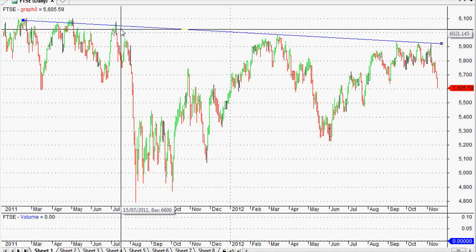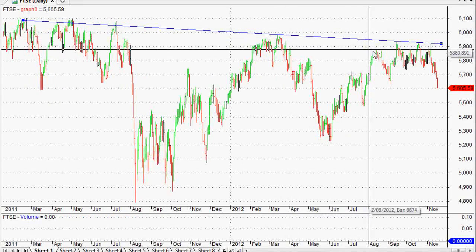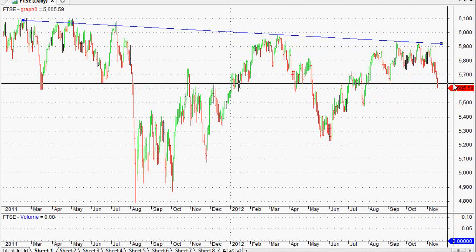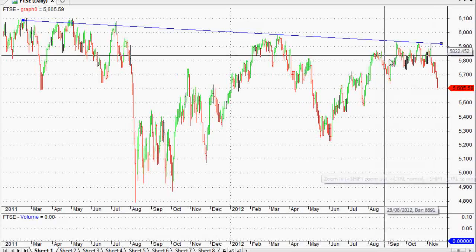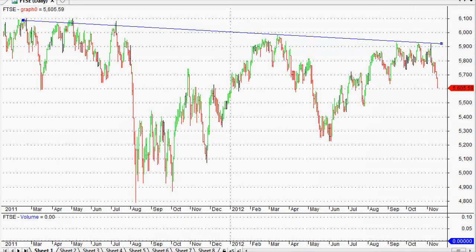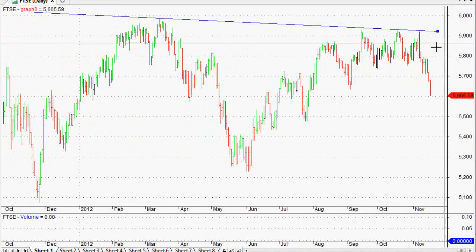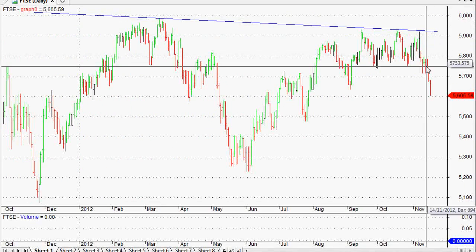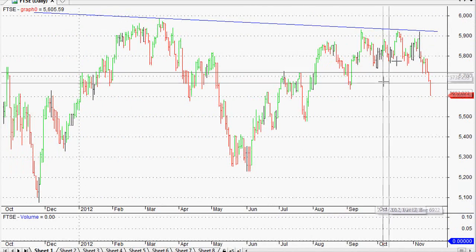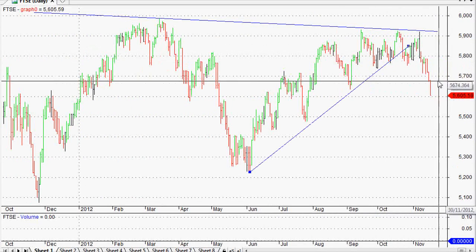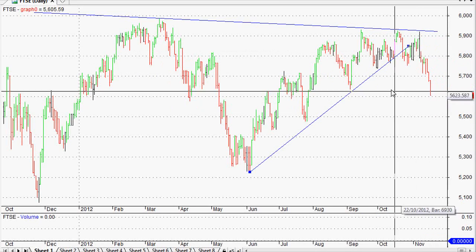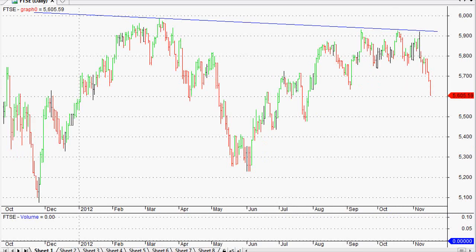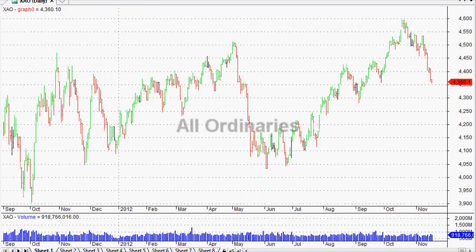1, 2, 3, 4, 5, 6, 7, 8, 9, 10, 11, 12, 13. More than 13, 14, 15 times, basically. And instead of heading upwards through that level, which would have been a breakout, that did not happen. Instead, it's come back below the trend line, and over just this last week, it has started to fall away again. There is a reason behind all of this, and I'll get into that just after I look at the All Ordinaries, which is the one that I personally trade.